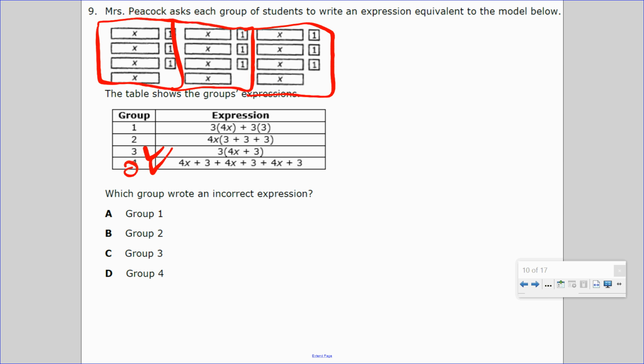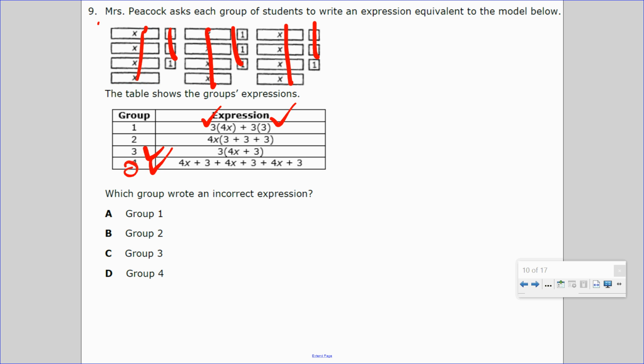And then group 1. Let me erase this. Alright, so I see 4x. 4x, 4. It repeats 3 times. I see 3 repeats 3 times, so that is correct. Group 2 is wrong. I don't even know what 4x group of 3 plus 3 is. That doesn't even make sense. That would be 4x, 9. 4x group, 9 groups of 4x is 36 x's. That doesn't even make sense.